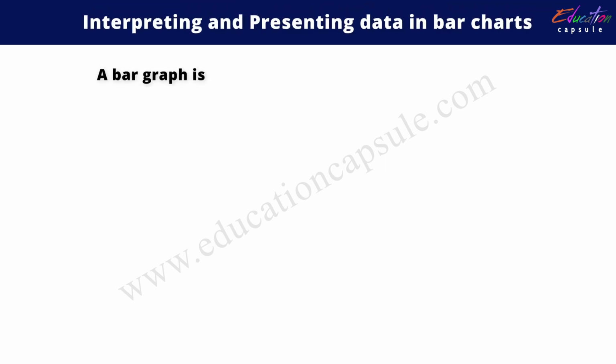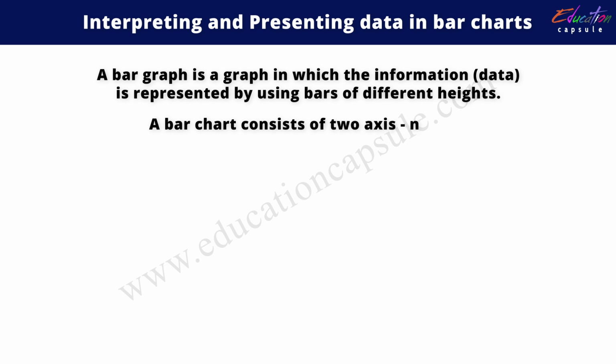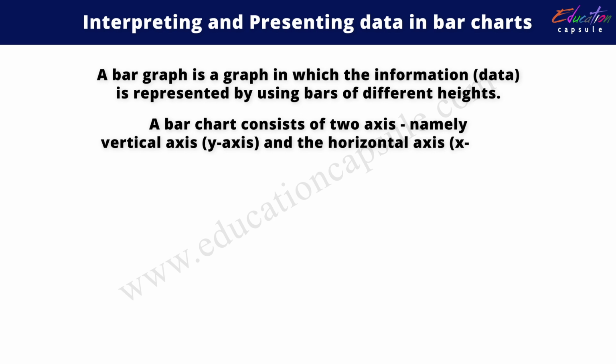Hi, today we are going to learn about bar charts. A bar graph is a graph in which the information, that is the data, is represented by using bars of different heights. A bar chart consists of two axes, namely the vertical axis, which is the y-axis, and the horizontal axis, which is the x-axis.